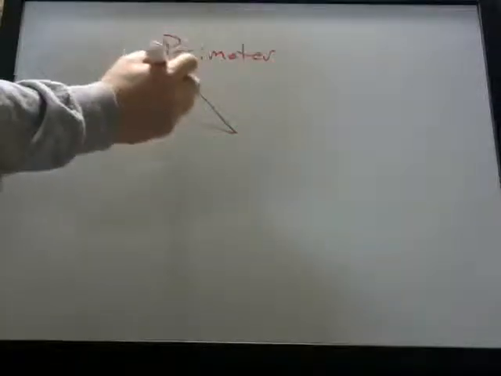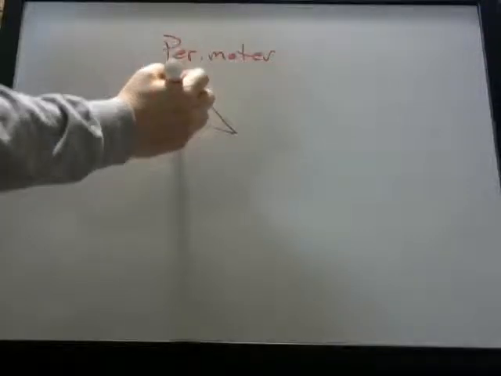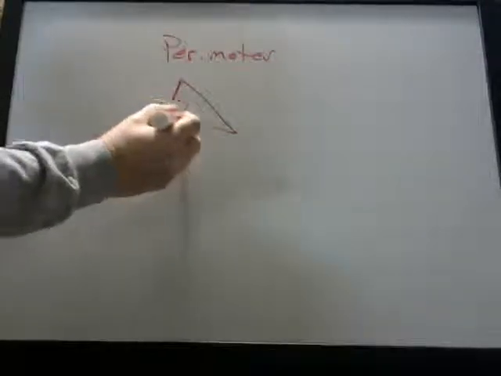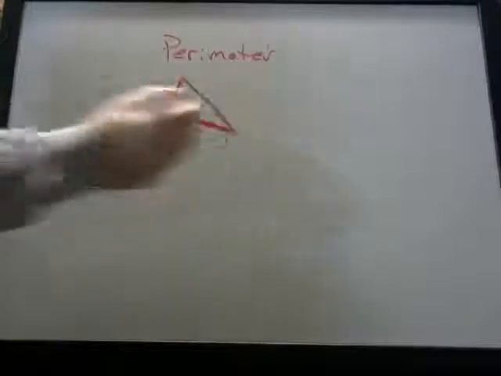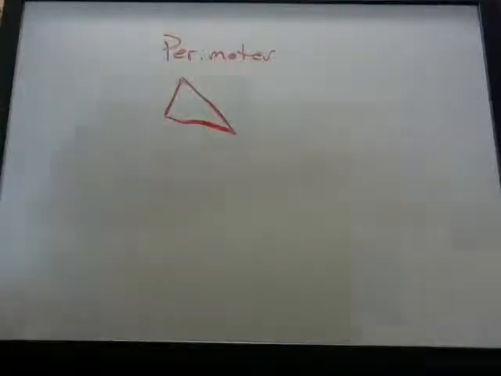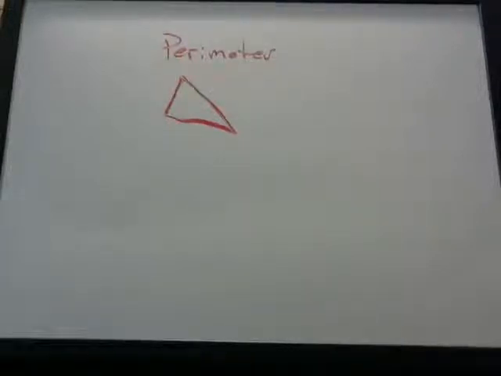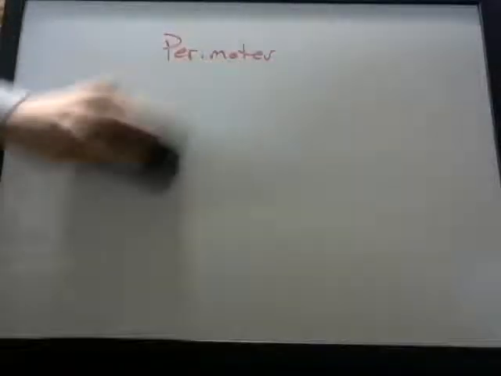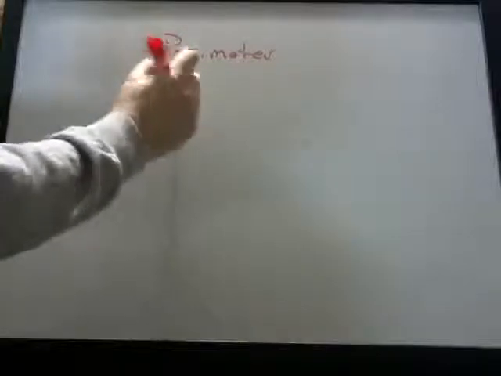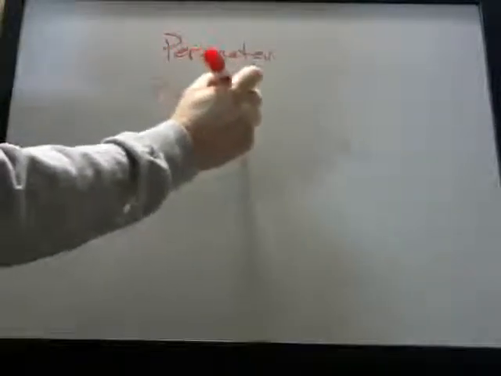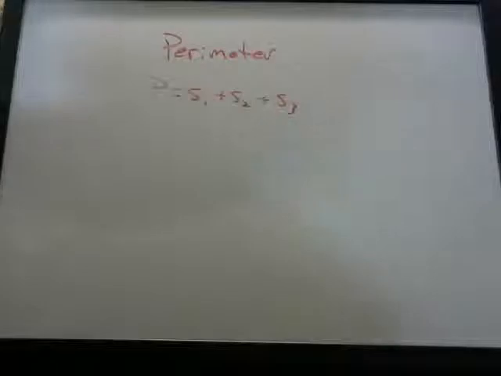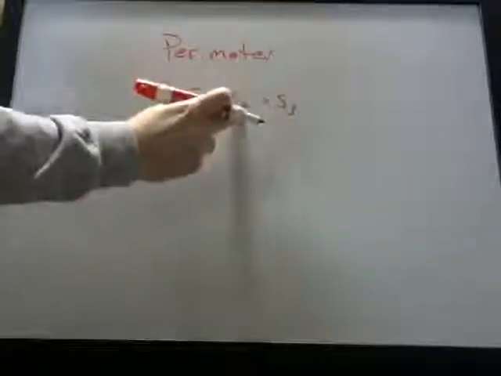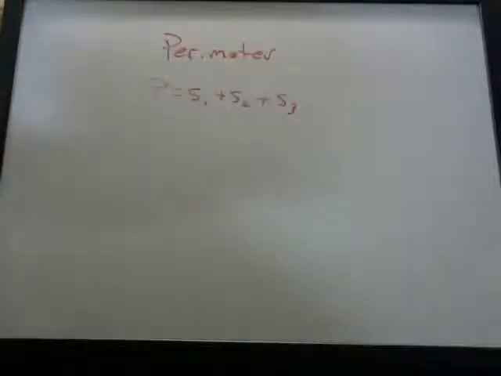Well, intuitively, all you would do is measure how long is that side, how long is that side, how long is that side, and add it up. That's how much fencing you would need, and that's really all that perimeter is. You just add up the sides of the triangle, and that gives you the perimeter. So in your formula sheet, you see P equals S1 plus S2 plus S3. That just means side 1 plus side 2 plus side 3.